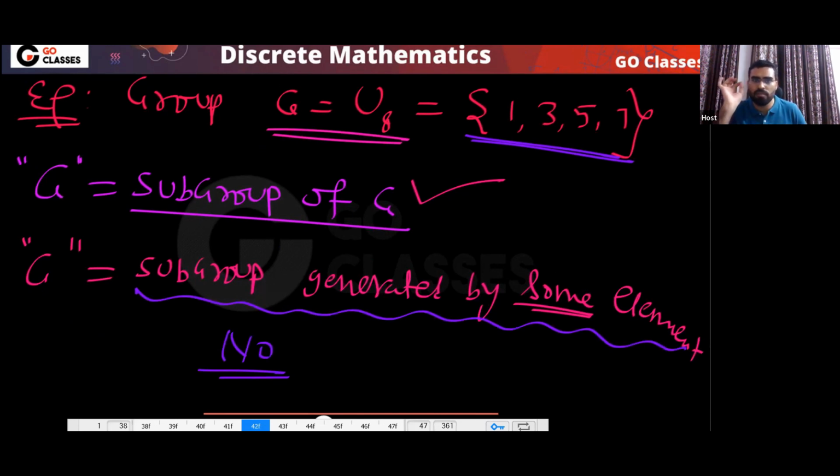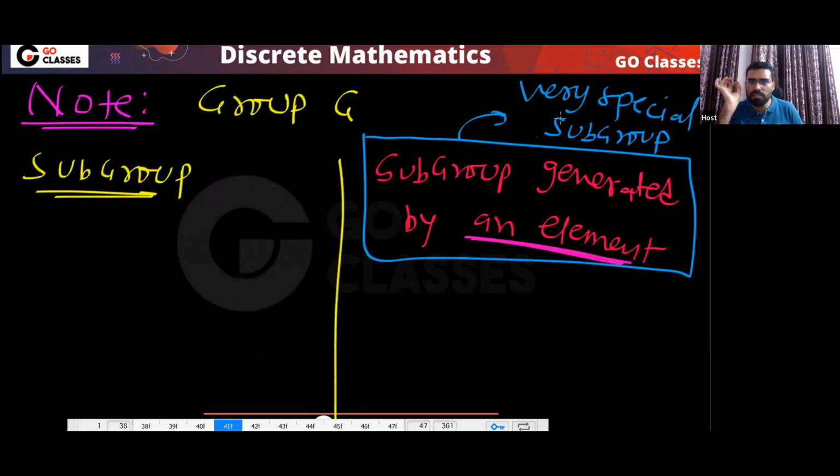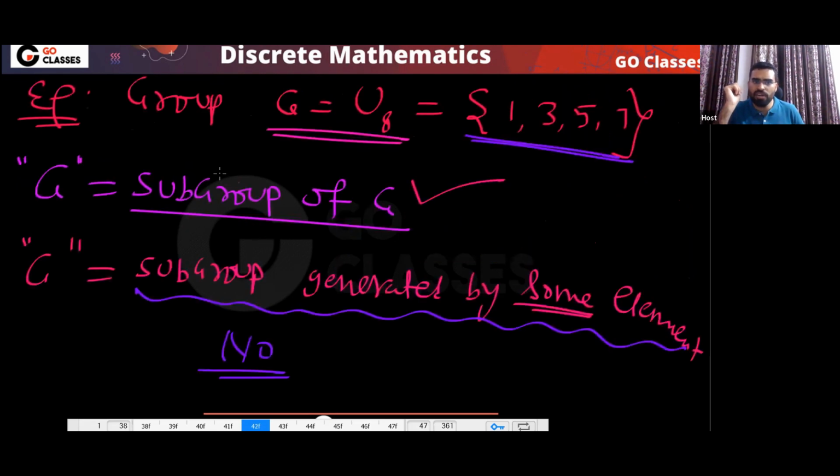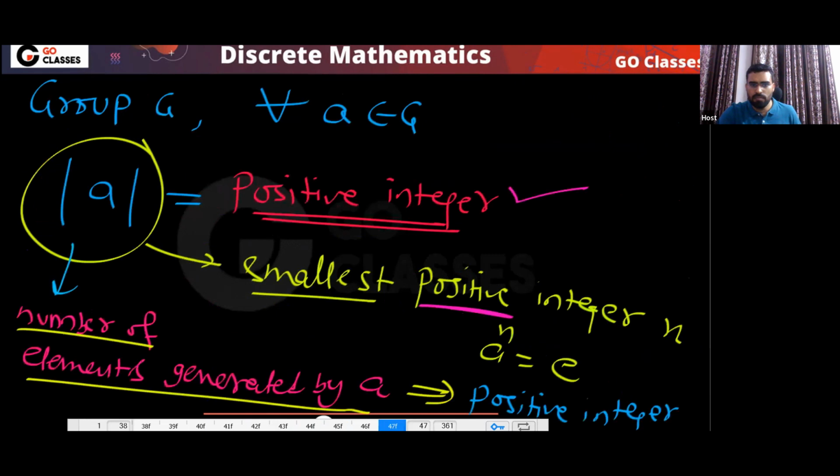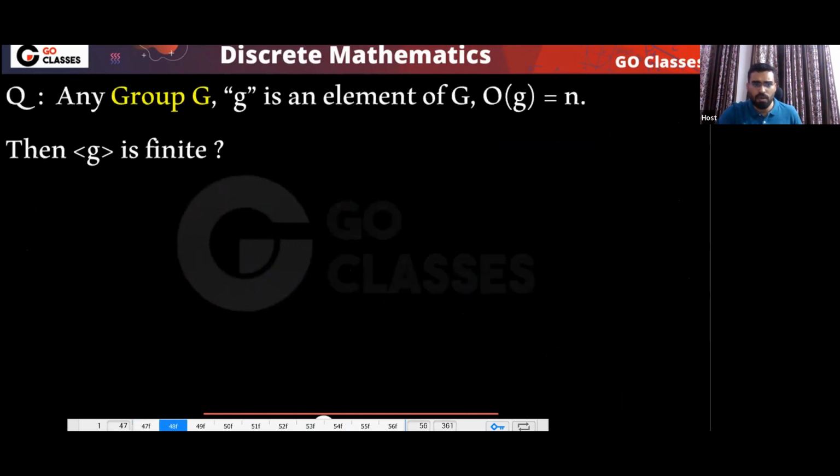Is this clear to everyone? So please make sure, I am talking about this very special subgroup, the subgroup generated by an element. This is what I'm talking about. I'm not talking about just any subgroup. You already know the concept of subgroup. So this G is a subgroup, but this G is not a subgroup generated by some element. Is this clear?